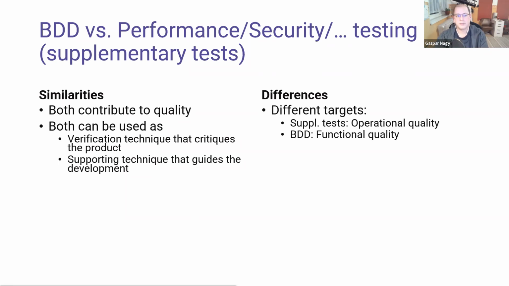I think the primary difference is the target. Supplementary testing is typically addressing operational quality, and BDD is for functional quality.